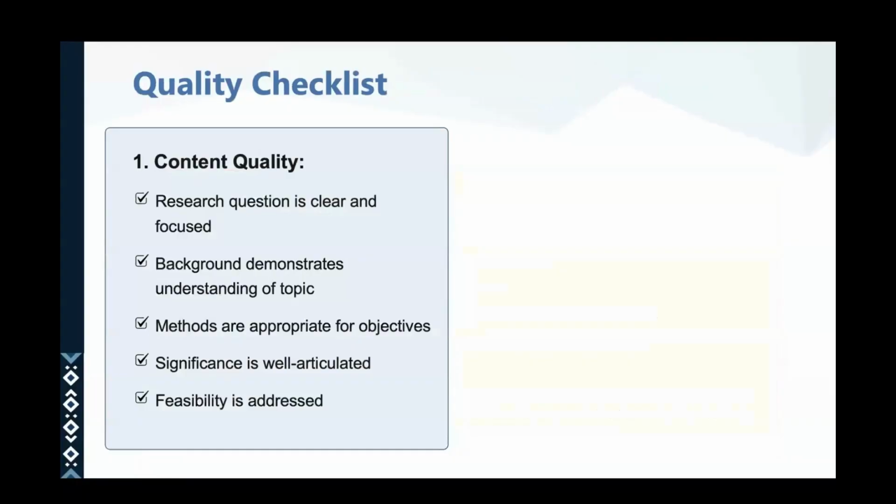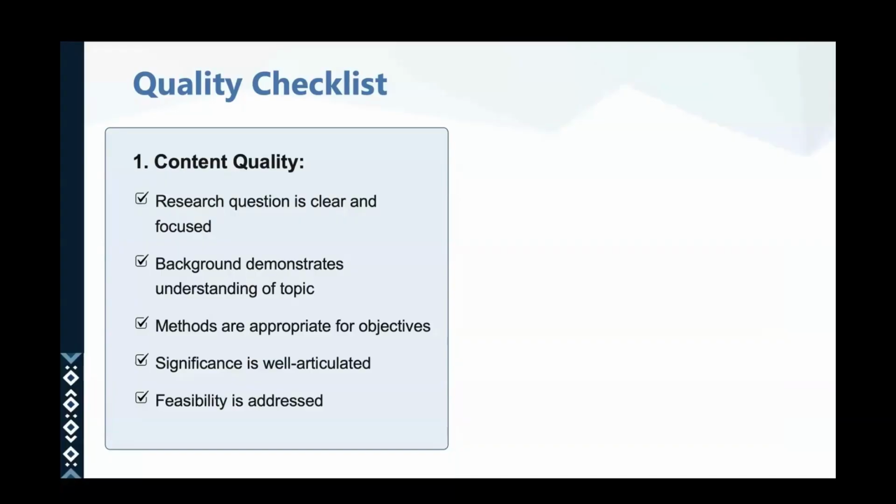So that is an example. Now, I have also prepared some checklists that you could use after you have prepared yours. And we have three categories of checklist items. The first is the content quality. Is the research question clear and focused? Does your background demonstrate understanding of the topic? You don't have so much space, but in that short space, you have to at least demonstrate that you understand the topic that you want to pursue.